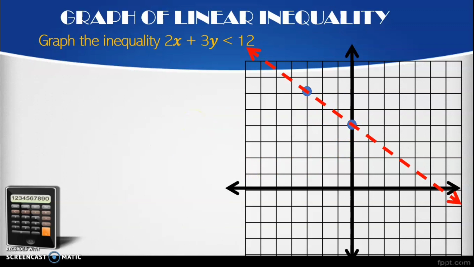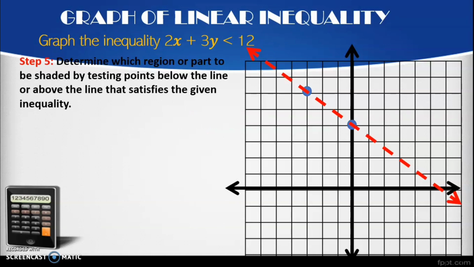Step 5. Determine which region or part to be shaded by testing points below the line or above the line that satisfies the given inequality. So, kukuha tayo ng 2 points, isa sa above the line, isa sa below the line. Titingnan natin kung anong point ang magsasatisfy sa ating inequality at doon tayo mag-shade na portion.